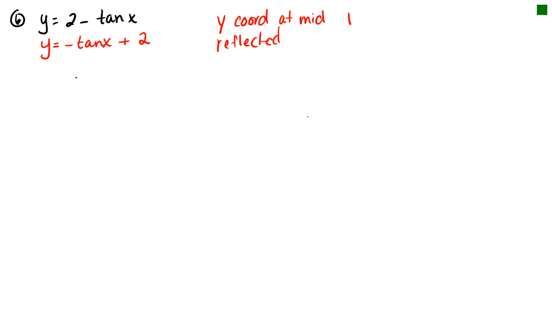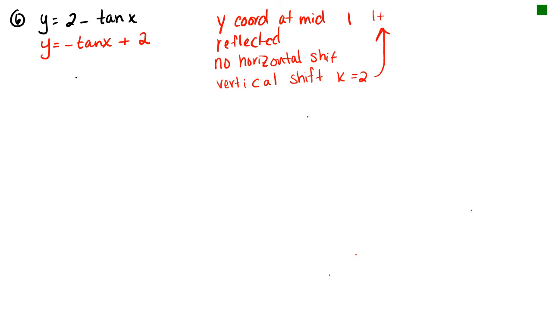There's no parentheses, so we're talking no horizontal shift. Vertical shift. It's going to be k equals 2. So if we come back up to here, we're going to do 1 plus 2, which is 3. And then it would have been at negative 1. So negative 1 plus 2 would be at 1. So that's where we're really going to be at.